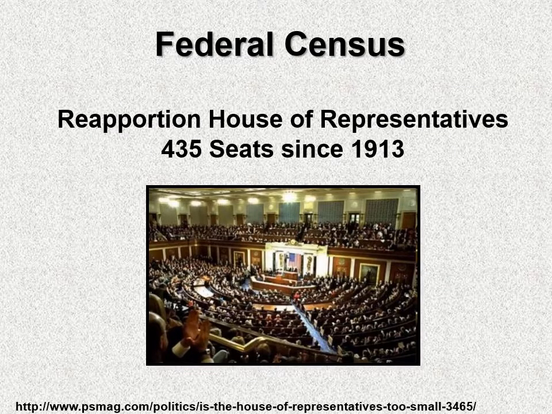The federal census is used to reapportion the House of Representatives, and since 1913 the number of seats is fixed at 435. So after a census, some states may lose seats, some may gain seats, depending upon movement of population and increasing of population in one state versus another.